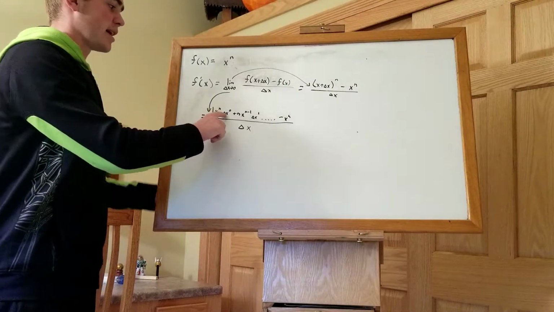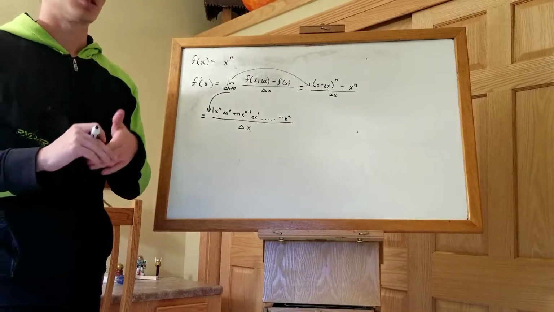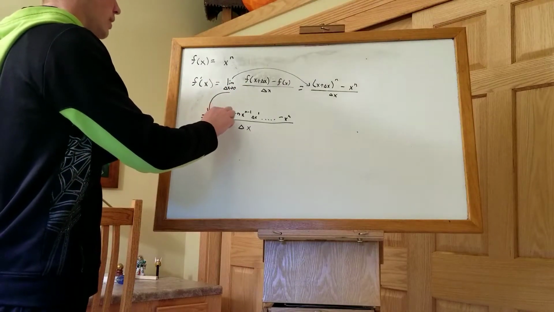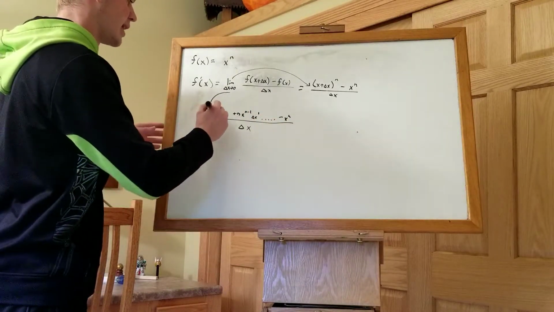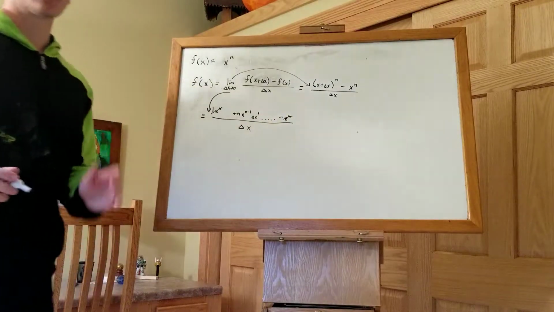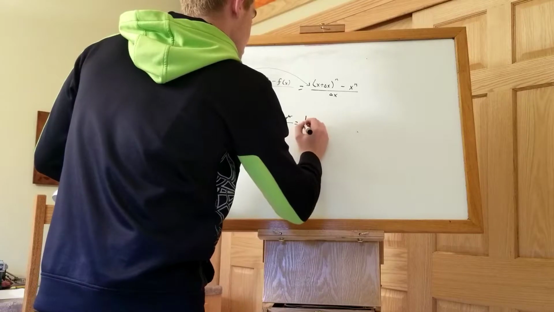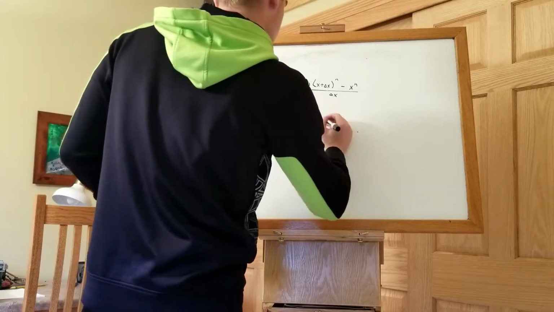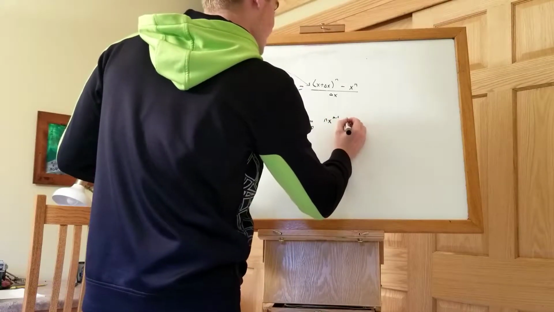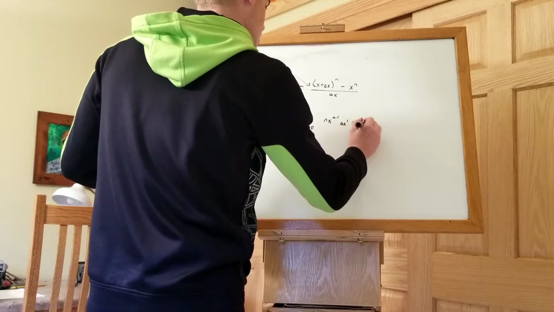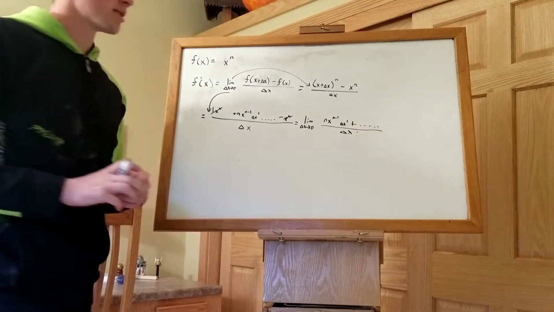So 1 x to the n delta x to the 0, anything raised to the power of 0 is just 1. So we can just erase that. So we have 1 x to the n, and over on this far end, we have minus x to the n. So we can cross both of those out. So we have the limit as delta x approaches 0 of n x to the n minus 1 delta x to the first plus a whole bunch of other terms all over delta x.